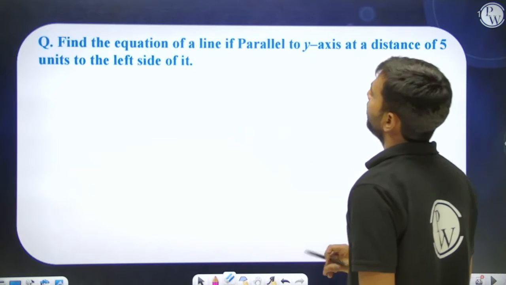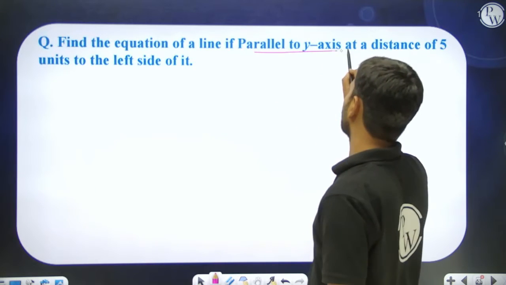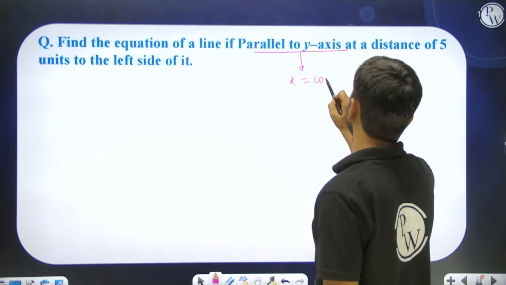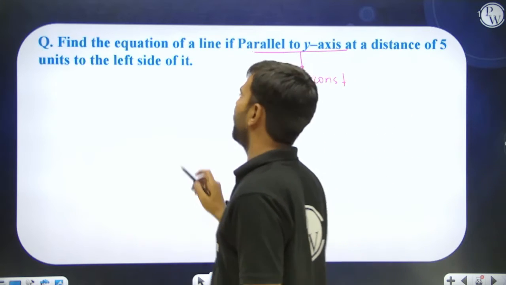Okay, find the equation of the line parallel to the y-axis. Parallel to the y-axis means x equal to constant. Okay, at a distance of 5 units to the left side of it.